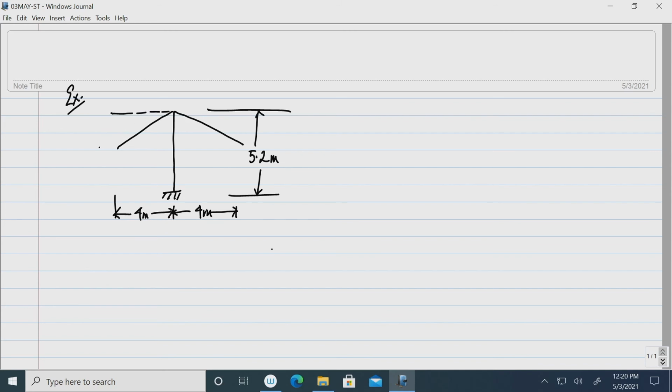The distance from the apex up to the free edge of the cone is 1 meter. So, the semicone angle alpha is here, and alpha we can calculate now. Given this data we can calculate tan alpha as 4 by 1. So, from where alpha is equal to 76 degree.